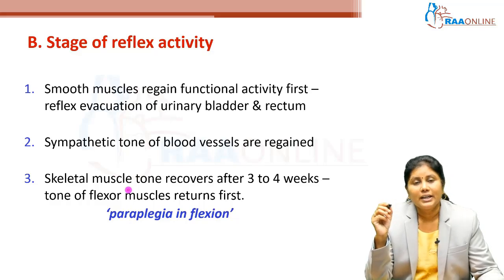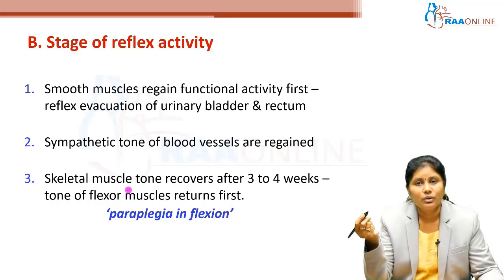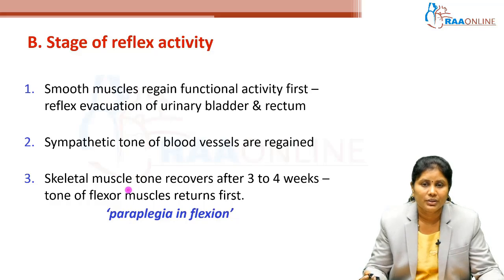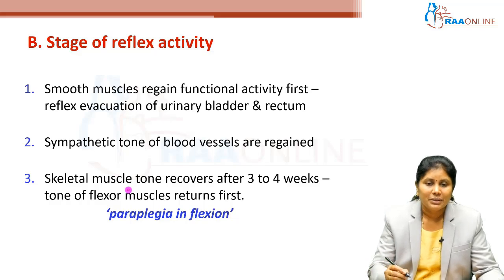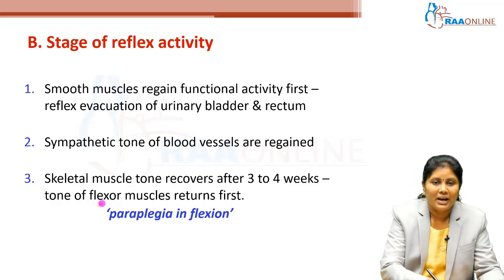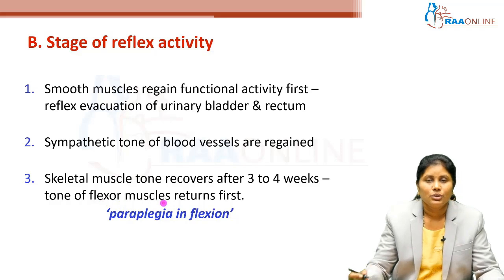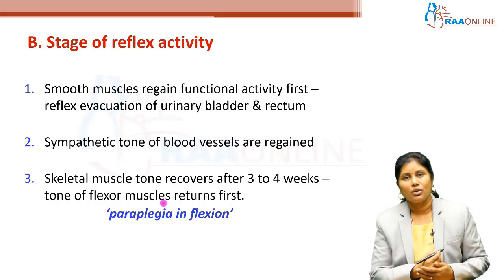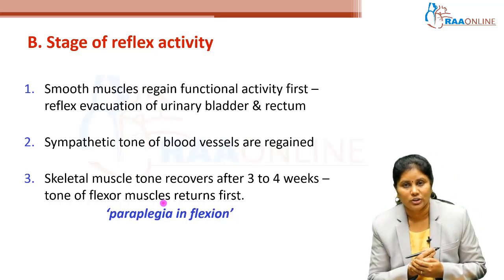Next is the sympathetic tone of the blood vessels. It is also regained, so the blood pressure comes back to normal. Slowly the skeletal muscles regain their tone over a period of 3 to 4 weeks. But again, there is an order. The first muscles that get their tone back are the flexor muscles. The flexor muscles start contracting, so the body will be in a flexed position. That is why it is called paraplegia in flexion.